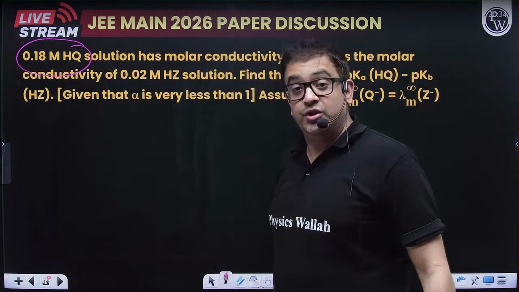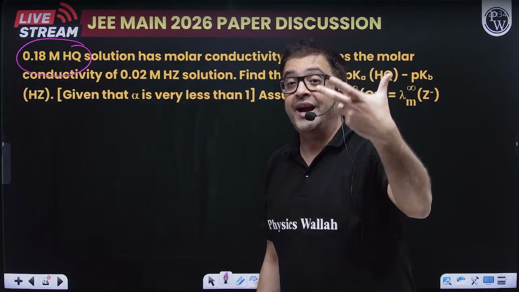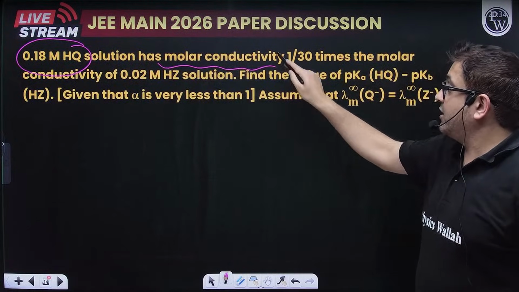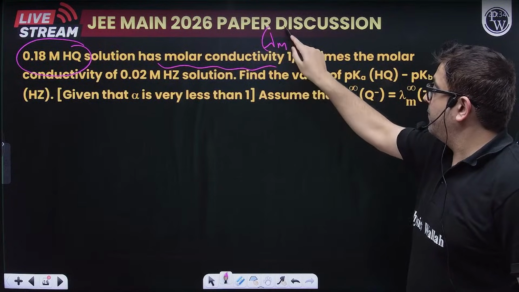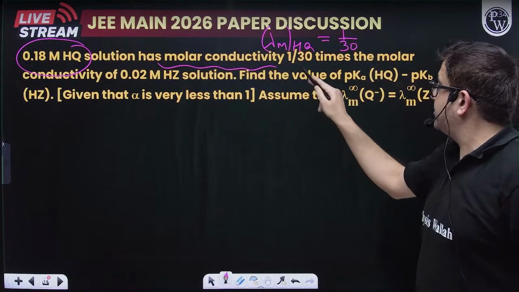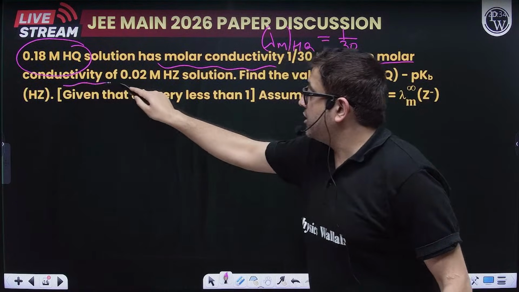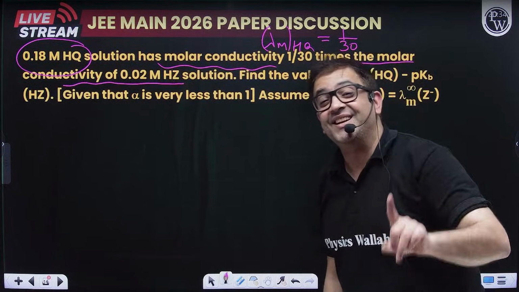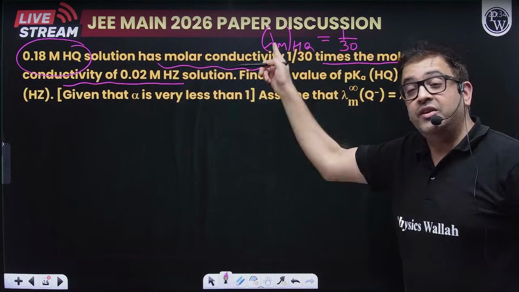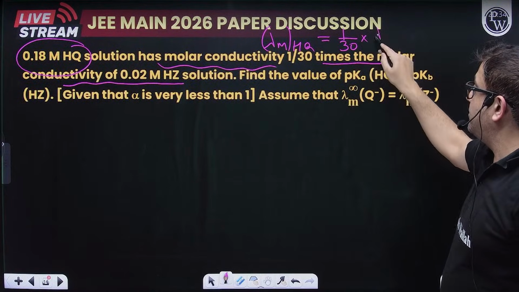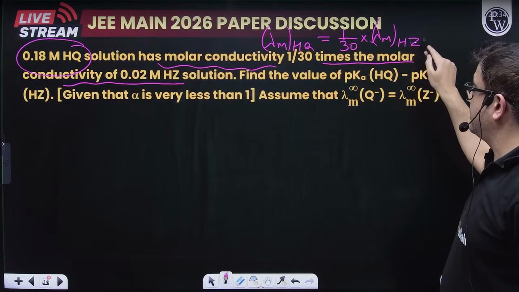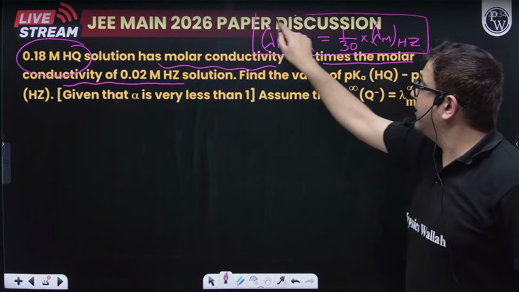0.8 molar of HQ solution. There is an electrolyte HQ, and its molar conductivity, lambda m of HQ, is given to be 1 upon 30 times the molar conductivity of 0.2 molar solution of HZ. So there are two different electrolytes, HQ and HZ, and this is the first condition given in the question, condition 1.